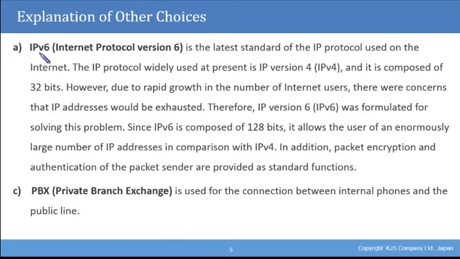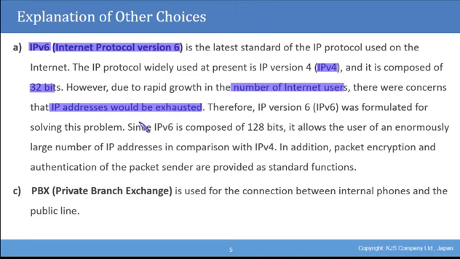Let's have a look at an explanation of some of the other answers. In A, IPv6, or Internet Protocol version 6, is the latest standard of the IP protocol used on the Internet. The IP protocol widely used at present is IP version 4, or IPv4, and is composed of 32 bits. However, due to the rapid growth in the number of Internet users, there were concerns that IP addresses would be exhausted. Therefore, IPv6 was formulated to solve this problem.